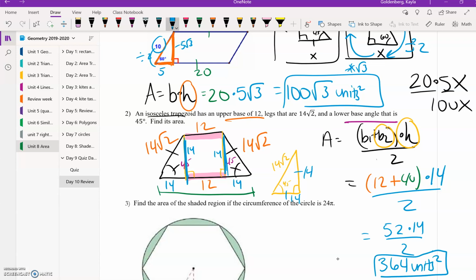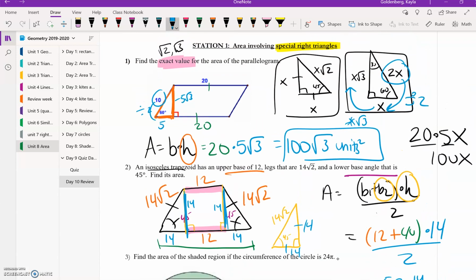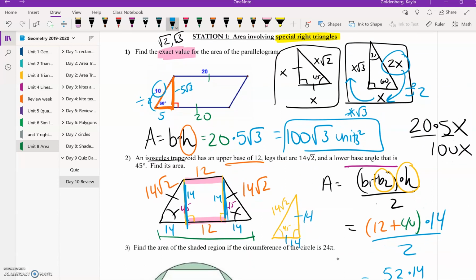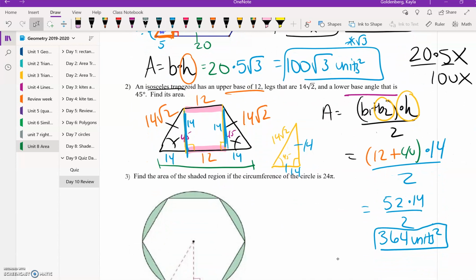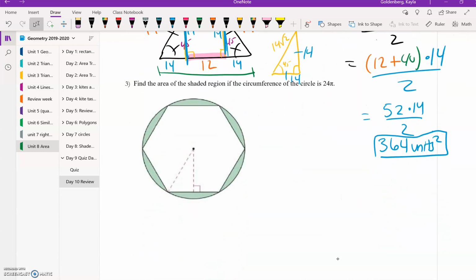Okay. I would say the first one is definitely a core problem, right? Number 2 is a little bit more detail, more work, but it's also a pretty core problem. It's dealing with your special right triangles. This one's a good one. This one says find the area of the shaded region if the circumference of the circle is 24 pi. I would say this one's more like a mixed problem.